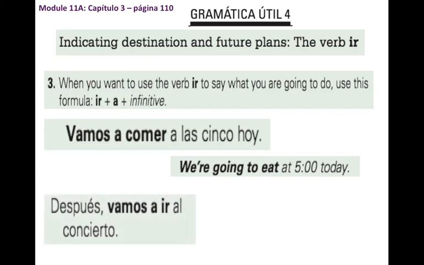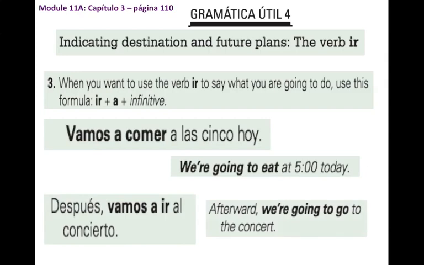Repitan, después vamos a ir al concierto. Después vamos a ir al concierto. It's always a little interesting when ir is used twice. So we are going to go. So the first ir is conjugated, vamos, then you use a, and then you use the infinitive form of the verb ir.